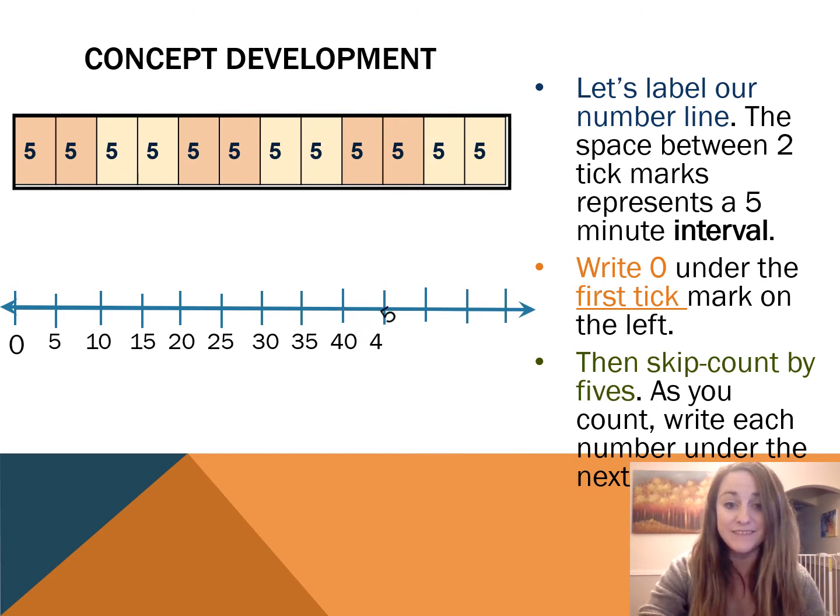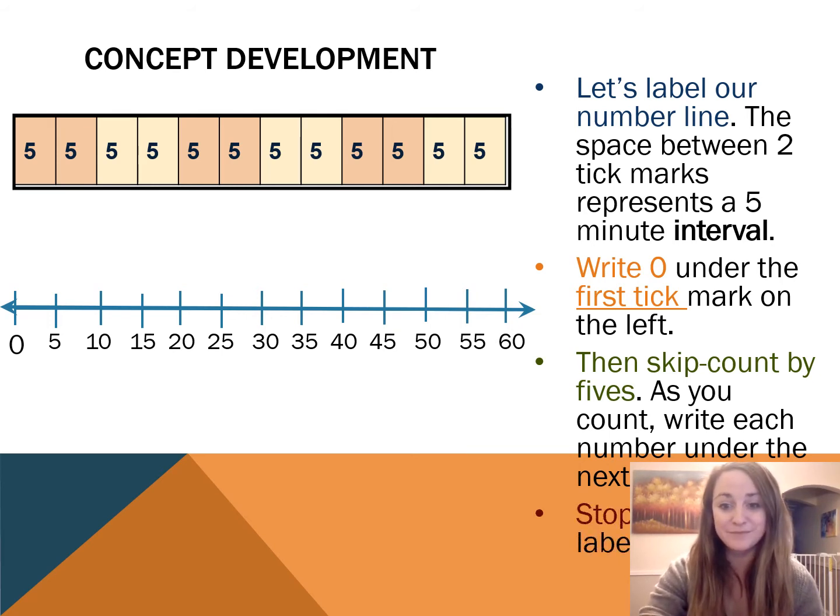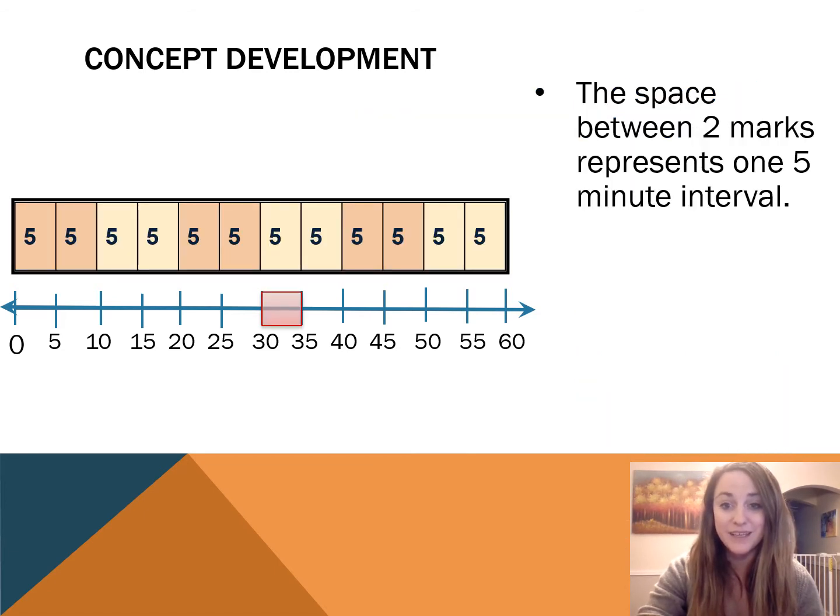0, 5, 10, 15, 20, 25, 30, 35, 40, 45, 50, 55, 60. Stop when you've labeled 60. Remember, you can always pause the video to give yourself some writing time. The space between two marks represents one 5-minute interval.